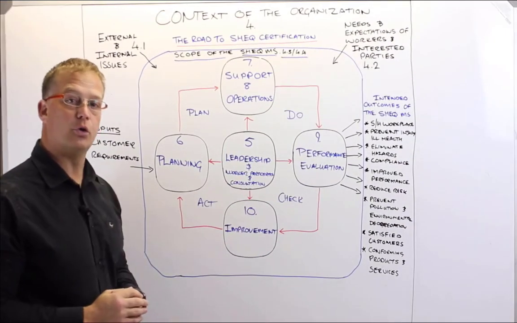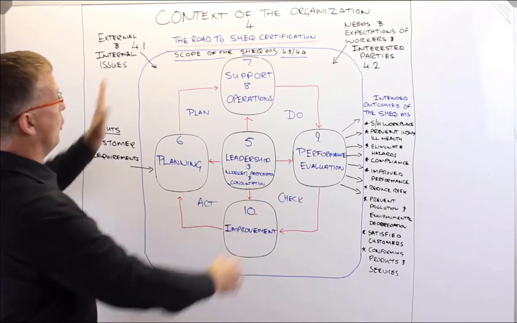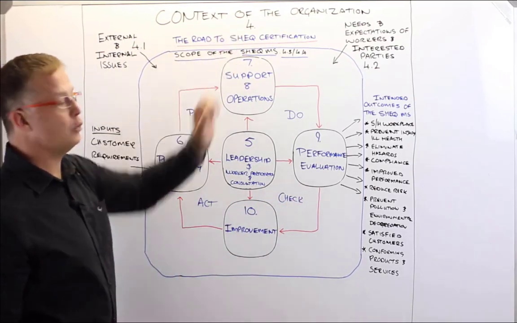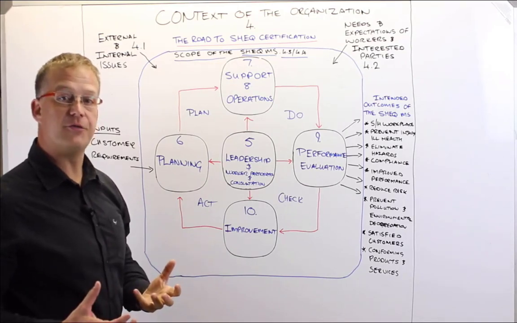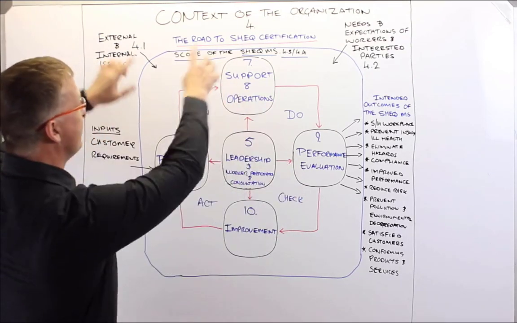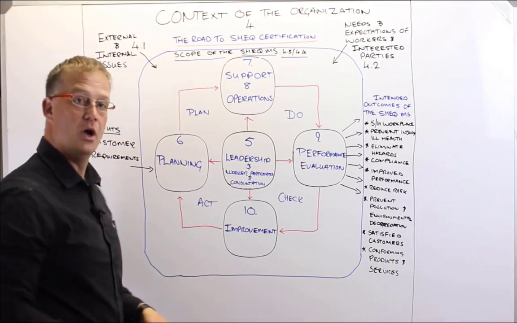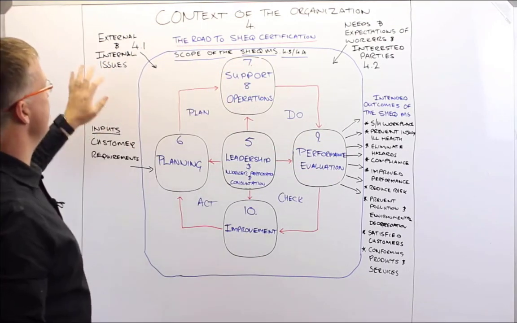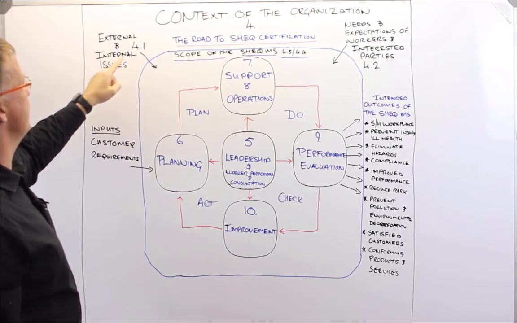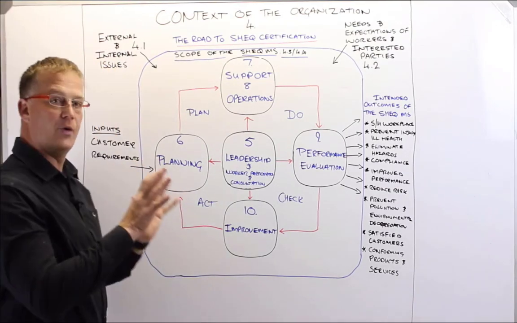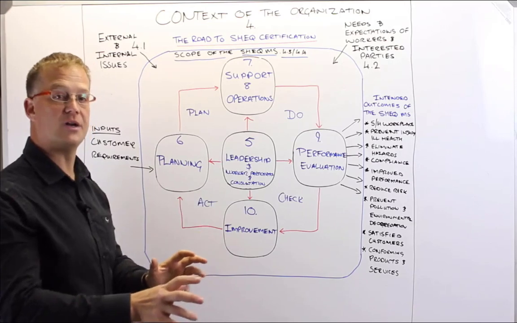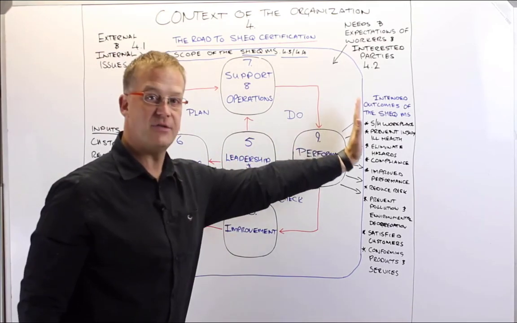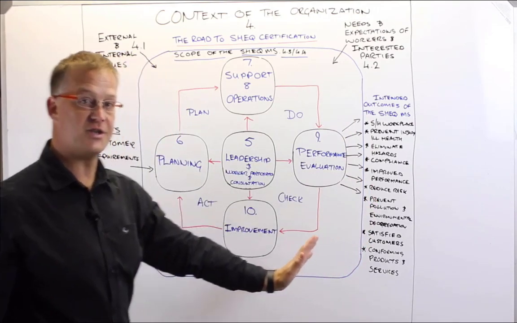So let's start off with Clause 4. Clause 4 is the context of the organization. And within Clause 4, we've got a variety of different tasks that we need to perform. So within the context of the organization, which is the black area, within that context, we need to identify external and internal issues that are relevant to the purpose of the organization or could affect the organization's ability to achieve its intended outcomes, which we'll go through just now.